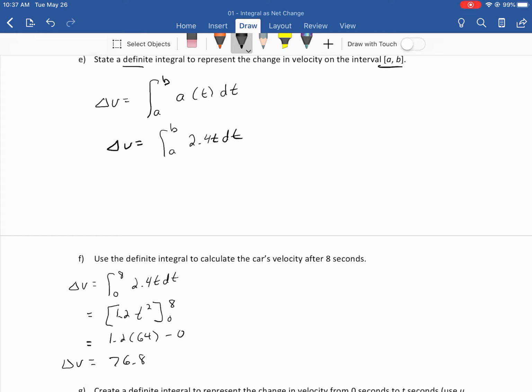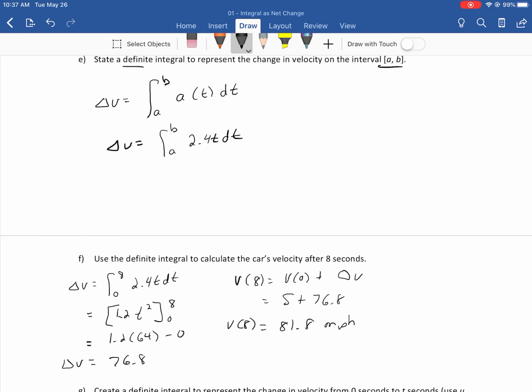So same as we did above, the velocity at 8 seconds will be the velocity at 0 seconds plus the delta v. They told us it was 5. I just figured out 76.8, so I get this 81.8 miles per hour. So that's doing it with an integral instead of just from the graph.